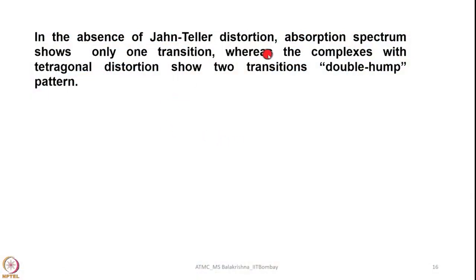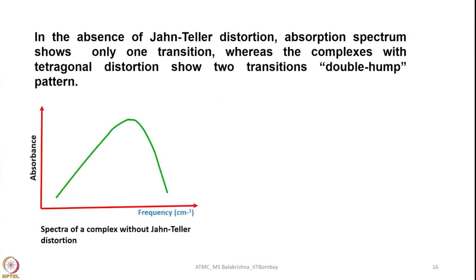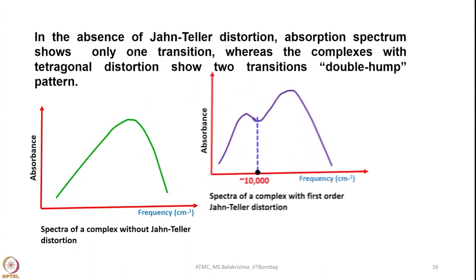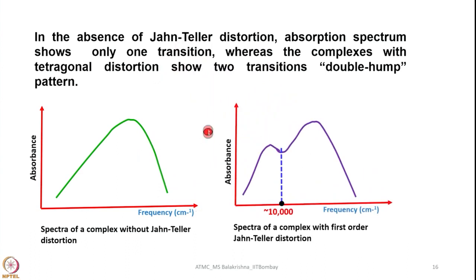In the absence of Jahn-Teller distortion, the absorption spectrum shows only one transition, whereas complexes with tetragonal distortion usually show two transitions, and we call it a double hump pattern. How does this double hump pattern appear? This is the one without Jahn-Teller distortion. You can see a simple one absorption here. And when we see Jahn-Teller distortion, we see two intensities here, and of course one is weaker and one is stronger. Then how to visualize this through electronic transitions?